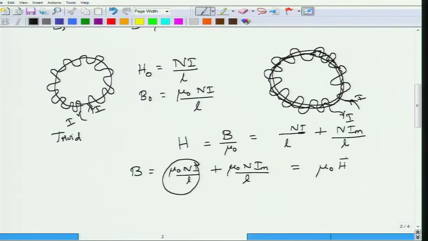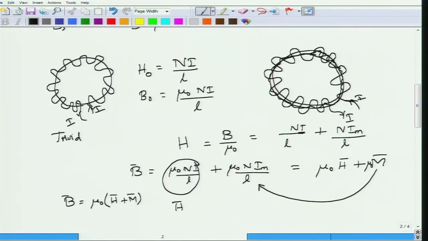So, we get B is equal to mu 0 H plus something else, and this something else is the magnetization M. Since there is a mu 0 sitting inside, we need to multiply this one by mu 0 as well. So, what we actually have is a relation which says B is equal to mu 0 into H plus M. Equivalently, H can be written as B minus mu 0 M divided by mu 0.